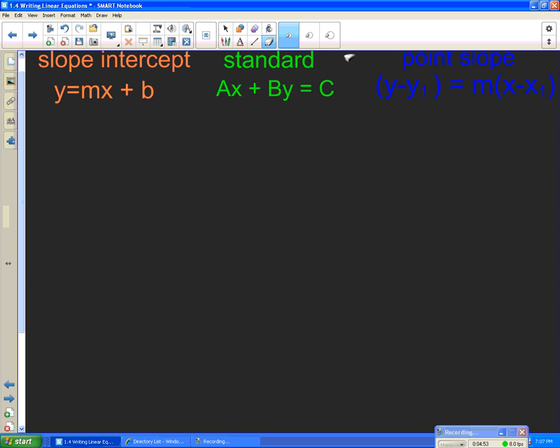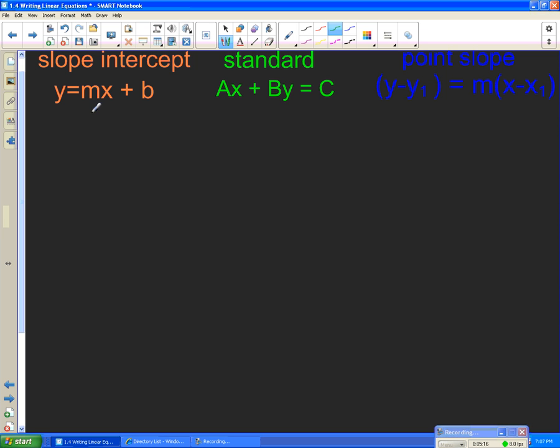And here, if you look at the different forms, you don't really see one that uses just 2 points. This uses a point and a slope. This uses the slope and the y-intercept. This doesn't really use a slope or points at all. This is going to require getting to it by some manipulation. So let's go ahead and take a look at this.